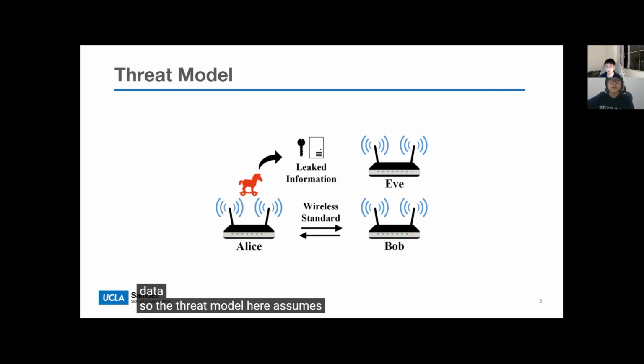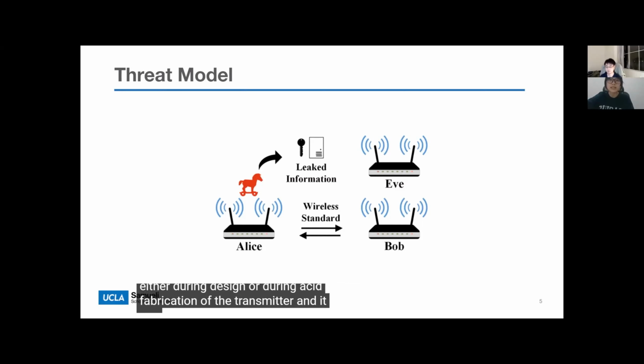The threat model here assumes that the hardware Trojan has been implanted either during design or during the ASIC fabrication of the transmitter, and that it can be used once the device is deployed. The data leaked through the covert channel resides in the baseband part of the wireless device and is forwarded to the analog RF front end. Thus, this information bits are embedded in the transmitted signal through subtle amplitude modifications.